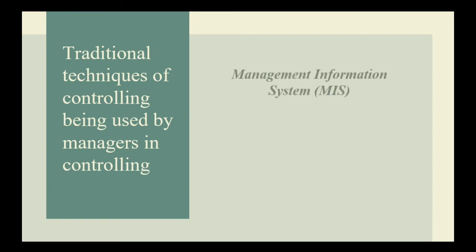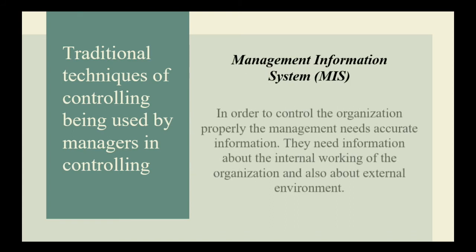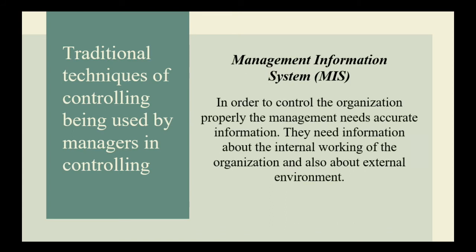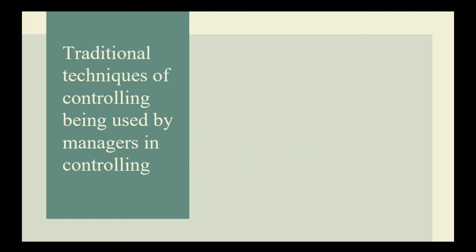Eighth, we have management information system. In order to control the organization properly, the management needs accurate information. They need information about the internal workings of the organization and also about the external environment. A management information system is an information system used for decision making and for the coordination, control, analysis, and visualization of information in an organization. The study of management information systems involves people, processes, and technology in an organizational context. And ninth, we have PERT and CPM techniques.